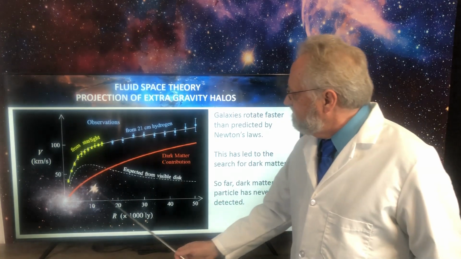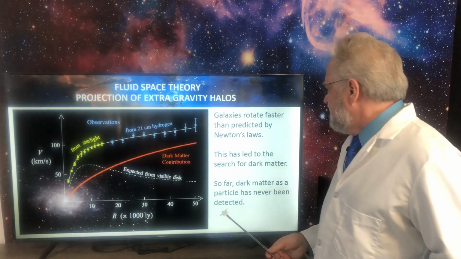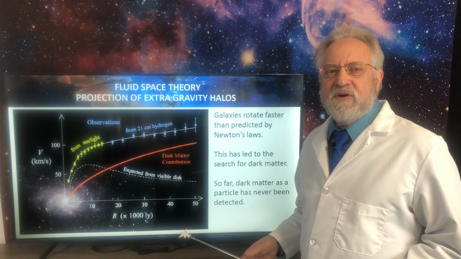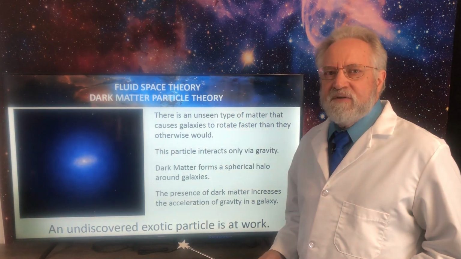And it takes this parabolic form and is pretty much always in this form. This has led to the search for the elusive dark matter particle, but so far a particle of dark matter has never been detected. So how does dark matter work?